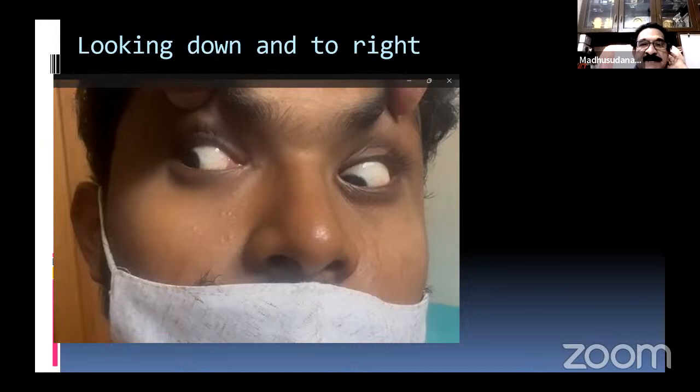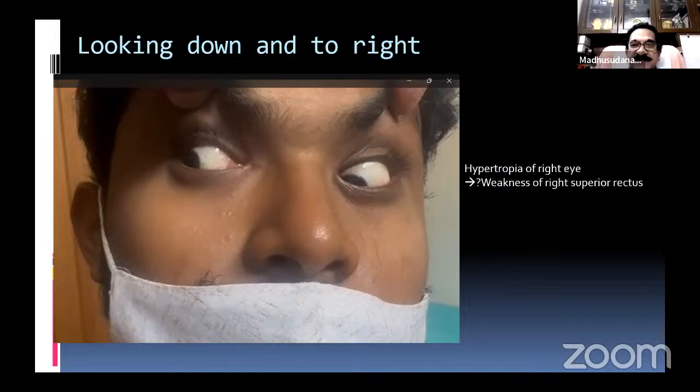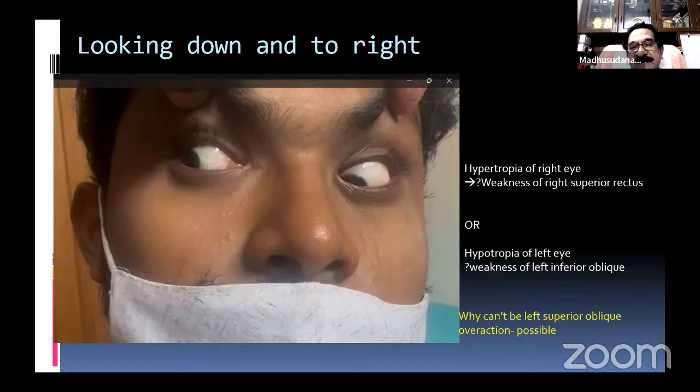So what does it indicate? Maybe it indicates that it can be either hypertropia of the right eye or hypertropia of the left eye. If the right eye is up, what will happen? It can be weakness of the right superior rectus or, hypertropia of the left eye meaning weakness of the left inferior oblique. Either is possible. Or it could be a left superior oblique overaction. That means when it is to the right side, the superior oblique is overacting on the left eye. That is why the eye is going down. So these are the various possibilities with this eye position.